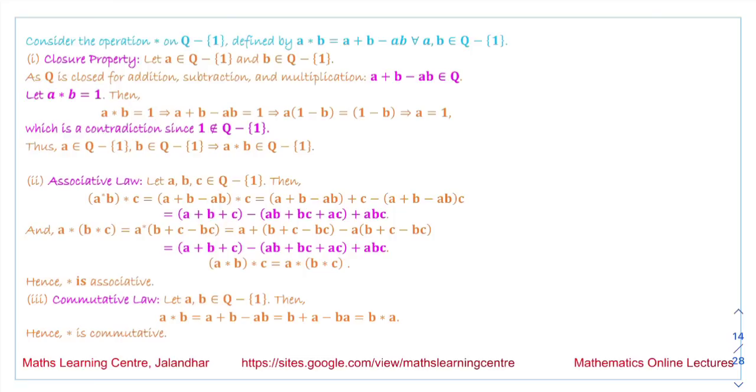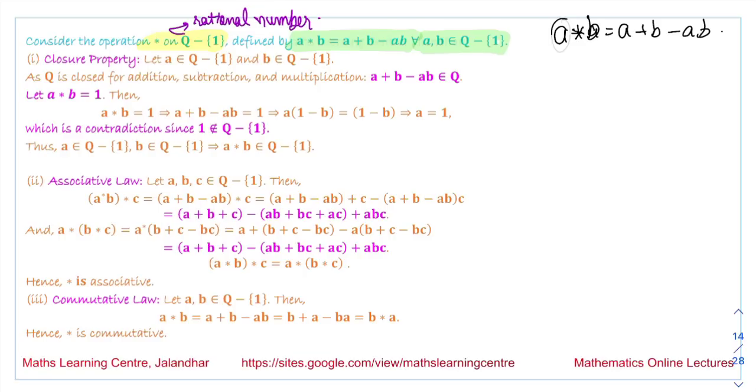Next, consider the operation star on Q minus 1. Q is the set of rational numbers. We are talking about all rational numbers except 1, and the operation star is defined like a star b is equal to a plus b minus ab, where a and b belong to Q minus 1. So first of all we are talking about the closure property. If we calculate a star b, the answer is a plus b minus ab.